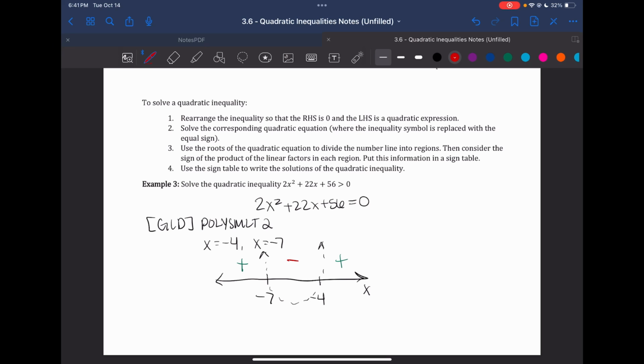So you're probably thinking this is the exact same as what we've been doing, which is correct. However, now you have to satisfy what it was asking. Where is it greater than 0? So in this case, you want to find where is it positive.